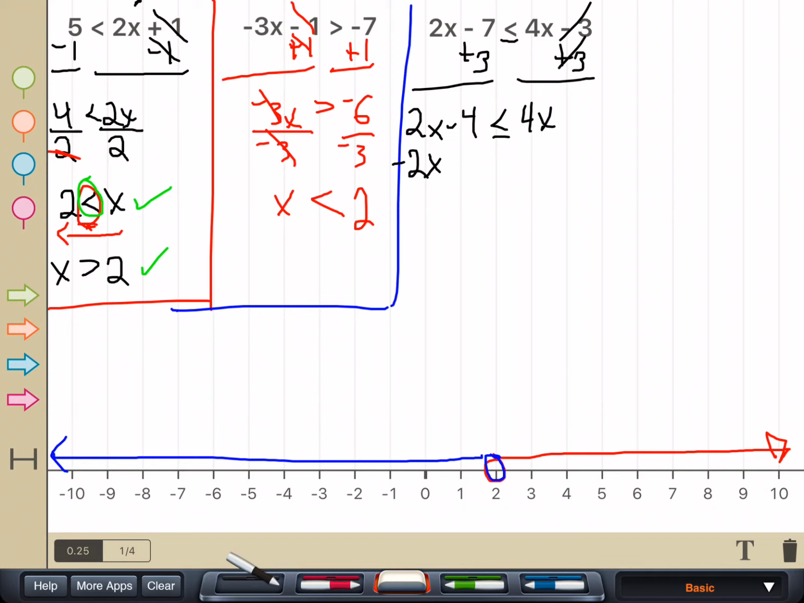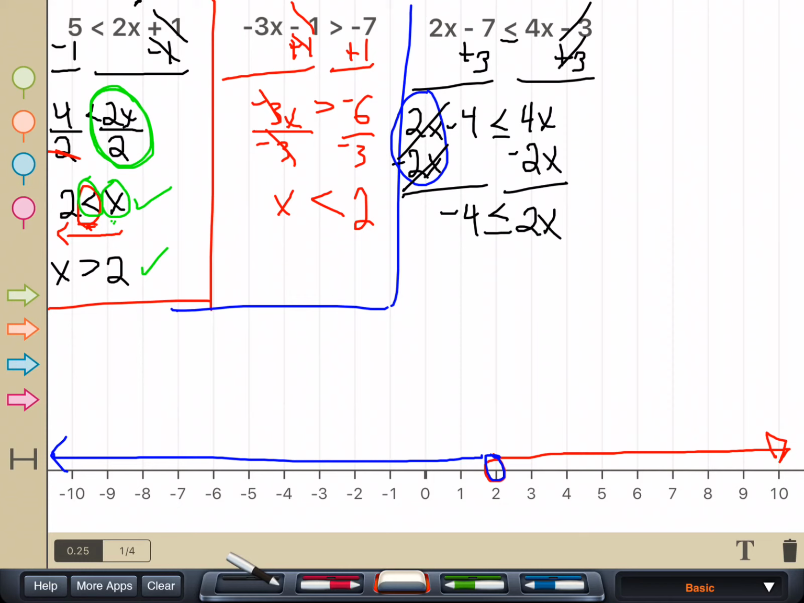This is not the same as what we did over here. Over here, I divided by 2 because I wanted to be left with x on this side. This time around over here, I want to get rid of the whole thing. I don't want to be left with anything. I don't want to be left with a number. I don't want to be left with an x. I want it all to be gone, so I'm going to subtract it away. And I'm going to do the same thing over here. So 2x minus 4 minus 2x leaves me with negative 4 is less than or equal to 2x.